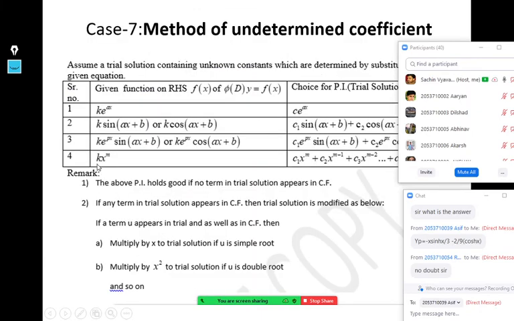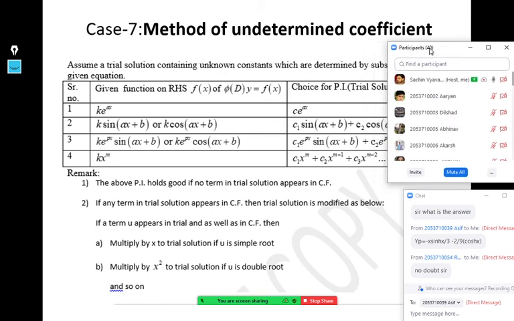Okay. So that was about our case number 6. Now let me move to case 7 here. Already I told you that case 6 is a last method, but it is not like that. Case 6 is a last method for different types of functions.